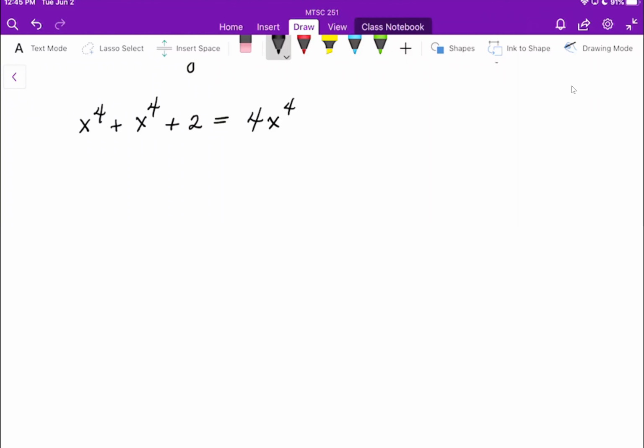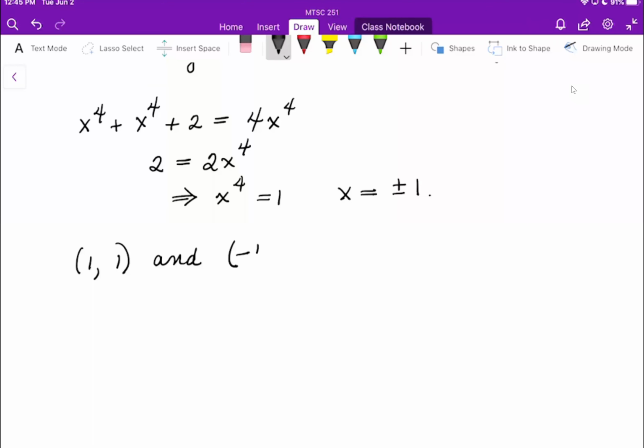So that's going to say that 2 is going to equal 2x to the fourth. So that implies x to the fourth is equal to 1. And so therefore we get x is equal to positive or negative 1. So if x equals 1, y is equal to 1, and if x equals minus 1, y equals minus 1. And that is our solution.